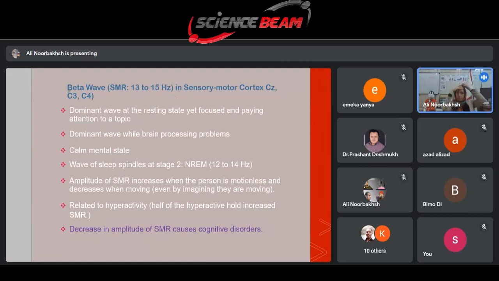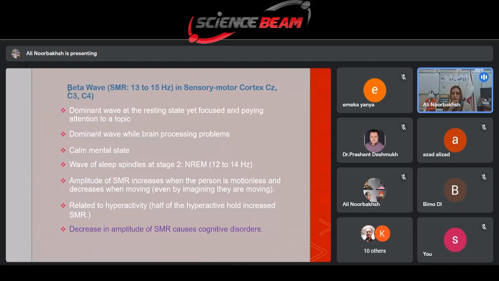SMR is between 13 and 15 hertz in the sensory motor cortex, C3 and C4. It is the dominant wave at the resting state, yet focused on and paying attention to a topic. It is the dominant wave while the brain is processing a problem, a calm mental state, the wave of sleep spindles at stage 2, and we can see it in non-REM sleep, where it can include 12 to 14 hertz.